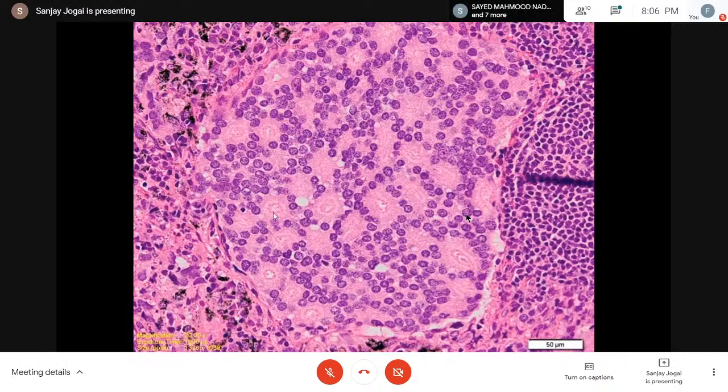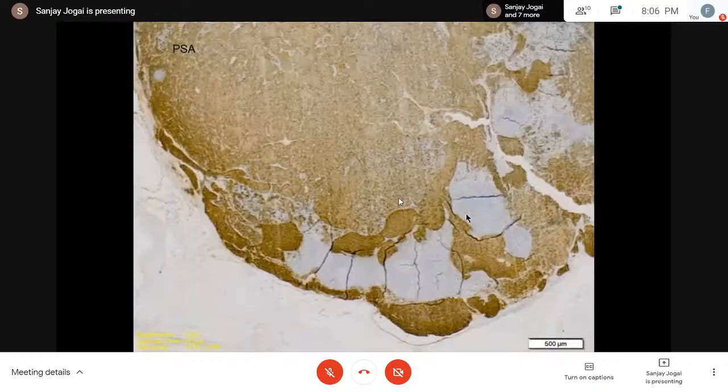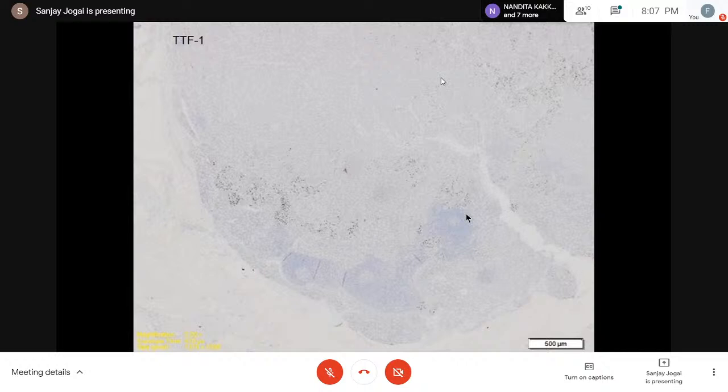The plot thickens. So is this something else? Are there two things going on? And lo and behold, this is the prostate-specific antigen. So this is PSA on that lymph node, which is completely replaced by a prostatic adenocarcinoma. Okay? So I was quite perplexed. What's happening here? Because the lung was clearly an adenocarcinoma. So I thought, have I missed something? So I went back to the lung, took more blocks. Before that, I did a TTF1 on the lymph node, clearly negative.